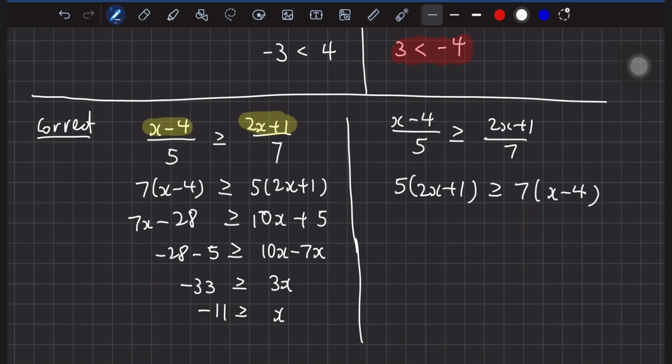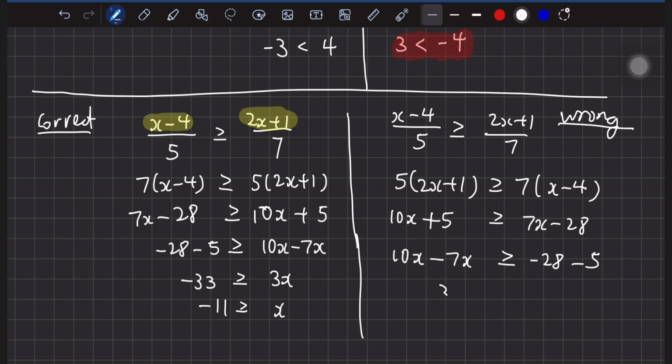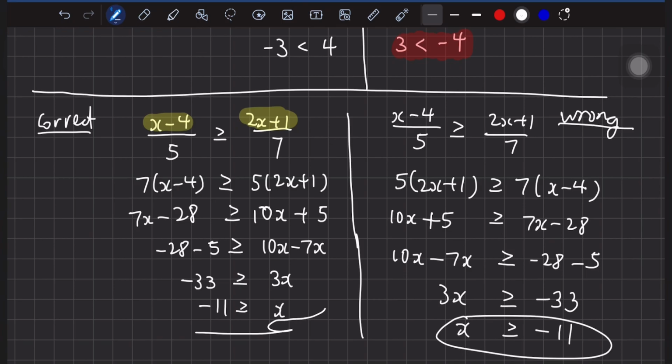You can see this is the correct one. But if I do it on this one, the wrong one, the answer will have some issues. So it will be 10x plus 5, 7x minus 28, 10x minus 7x, negative 28 minus 5, so it's 3x greater or equals to negative 33. x is greater or equals to negative 11. You can see over here, the answer is totally different. And I would say that it's almost impossible to trace back where is the error.